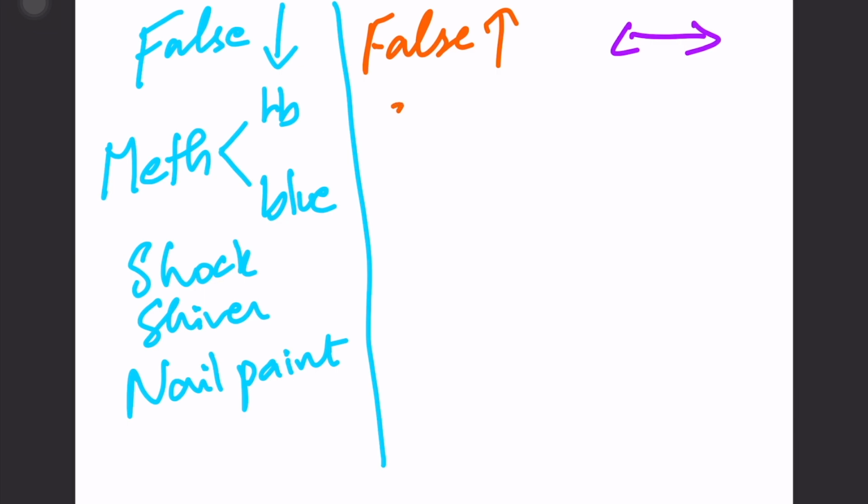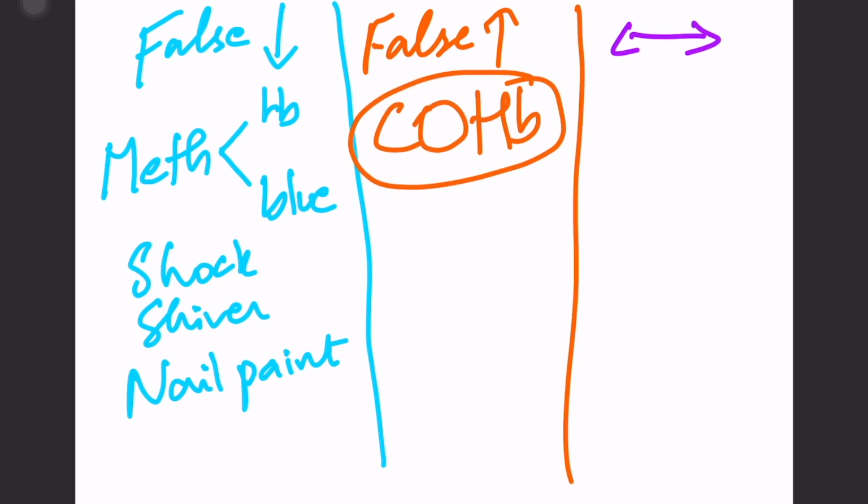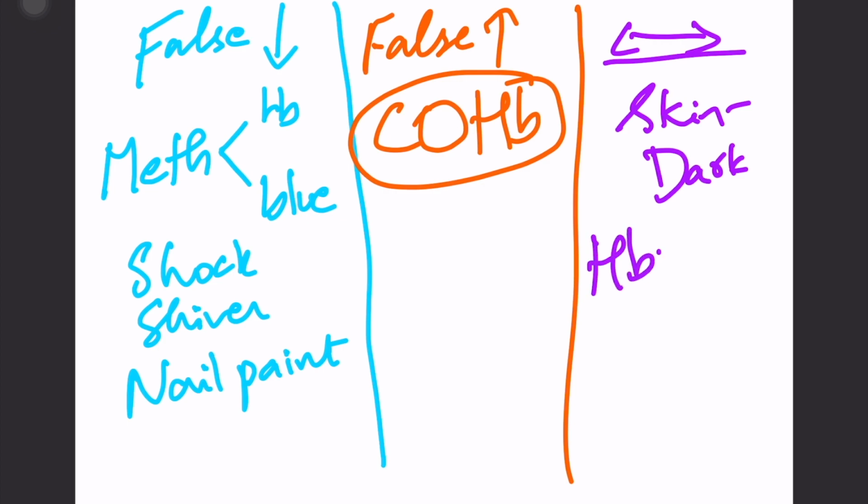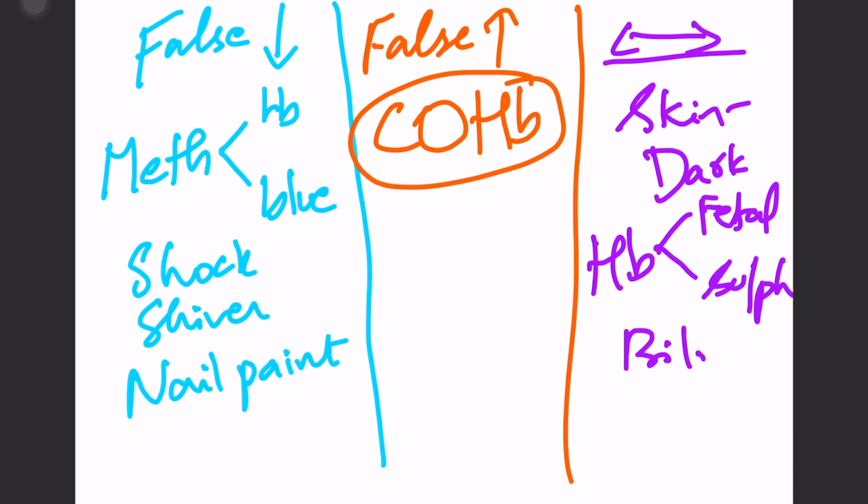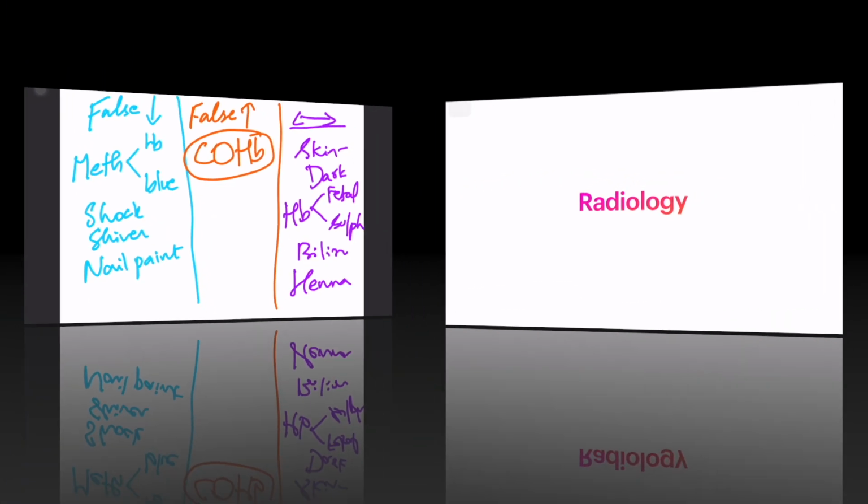And in false high, we have only one value, carboxyhemoglobin. So this is very important to keep in mind. And in no change, we have the skin color. Dark skin color people also will have the same readings. There will be no change. And different hemoglobins like fetal hemoglobin or sulfhemoglobin have no change in the values. Excess of bilirubin also does not affect, and henna also does not affect the pulse oximeter readings.